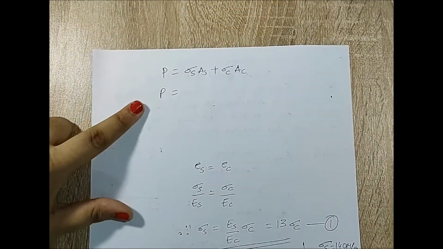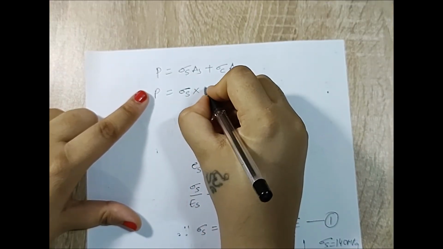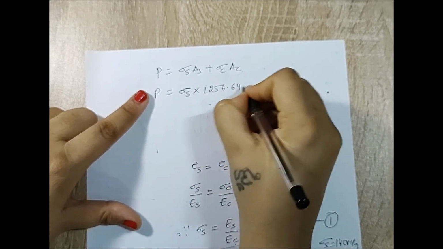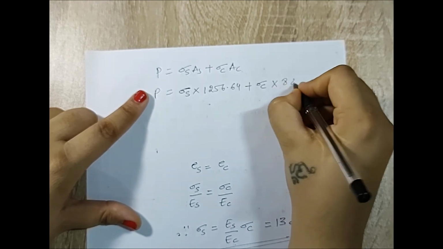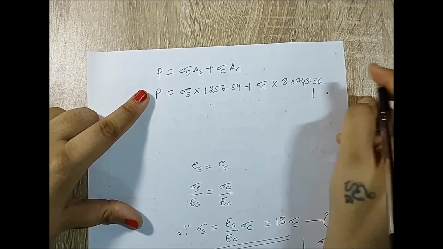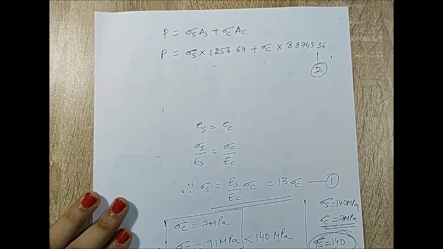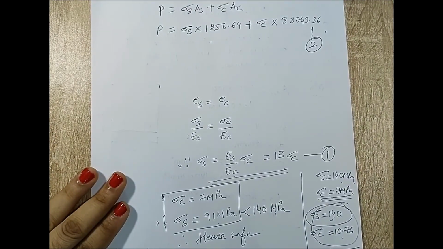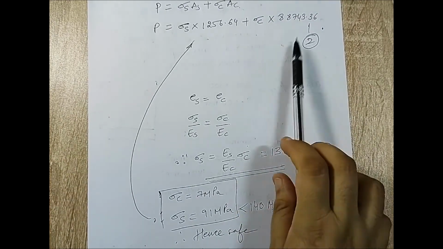Now when I go back to this equation, here sigma S and the area value of steel is 1256.64 plus sigma C, let it be the way it is, and area is 88743.36. I mark this as equation number 2. Okay, so now you can substitute these two values in this equation and you will get the value of P. When I substitute these values here, I get the value of P as 735.55 kilonewton.